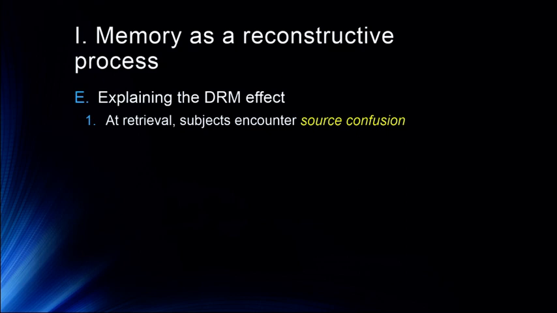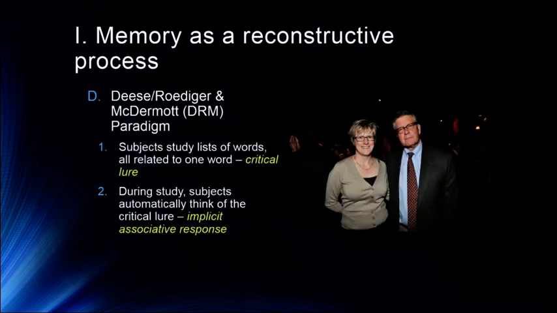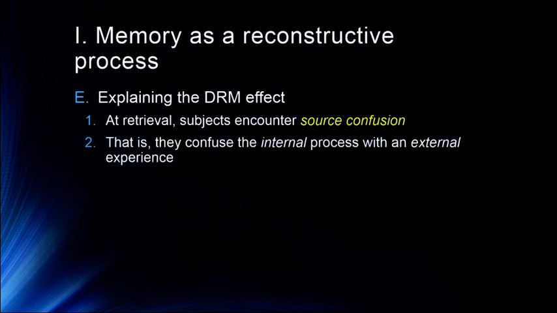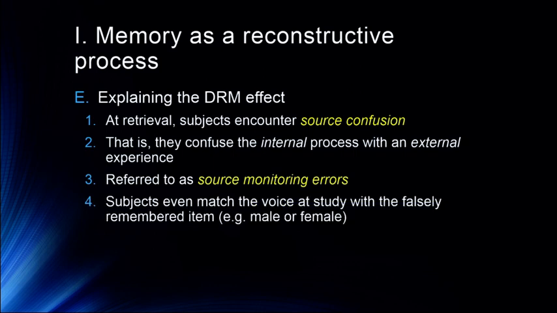And over time, because you have automatically thought of that critical lure word, you think I actually read it out loud. So at retrieval, you encounter what we call source confusion. That is, you confuse the internal process with an external experience. So that internal implicit associative response becomes an external experience. And you actually then recall hearing the word in my voice. And again, we refer to this as a source monitoring error.